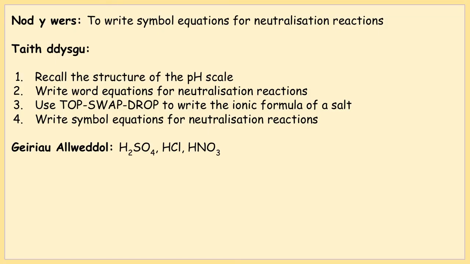Now, the whole idea of today's lesson is we're going to write symbol equations for neutralisation reactions. So far, you will have looked at word equations. So we're going to look at the structure of the pH scale. We've done that. We're then going to look at writing word equations and using top, swap, drop to write ionic formula. They're both recaps, but I've added some things into this video just in case you can't remember. That's fine. And then we're going to get on to the crux of this video, which is we're going to write some symbol equations for neutralisation reactions.